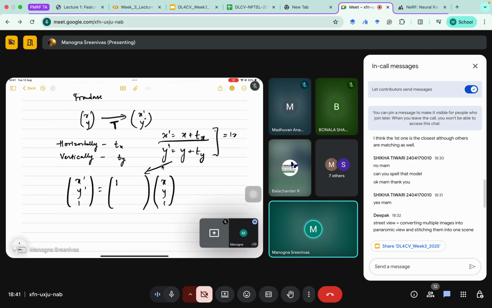So this can be written as 1x plus 0y plus tx, and this can be written as 0x plus 1y plus ty. Now I just put these coefficients here. From the first equation I have 1, 0 and tx. From the second equation I have 0, 1 and ty. What would the third one be? 1 is equal to 1, so I just have 1. So this is my translation matrix.